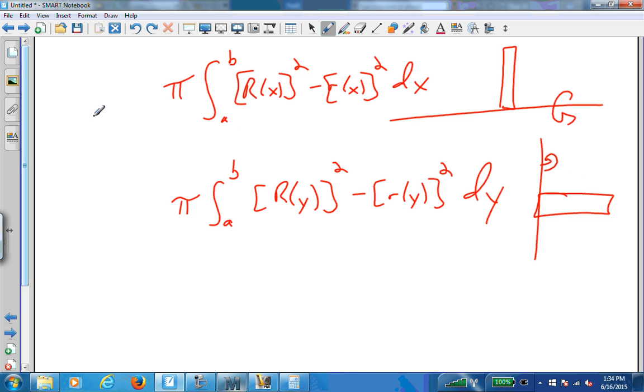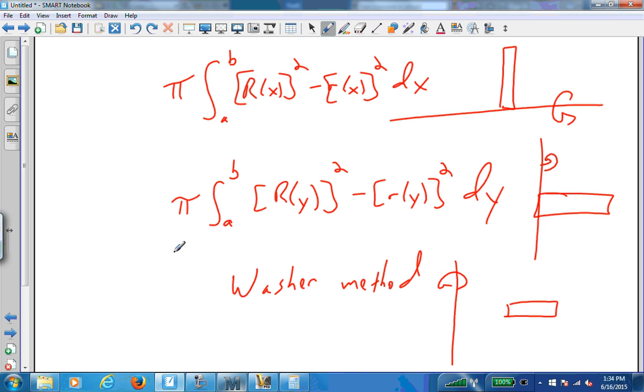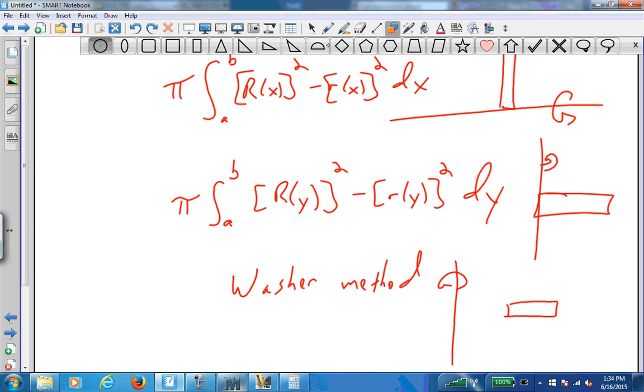This is technically called the washer method, because if the axis of rotation is not touching the inside edge and you rotate that around, then you're going to get a washer.